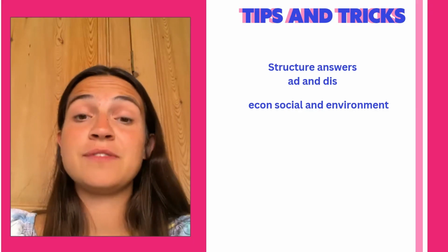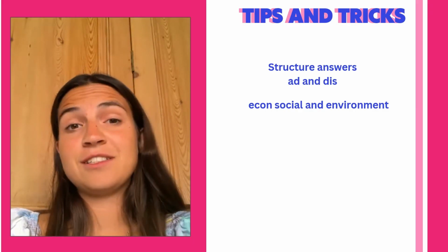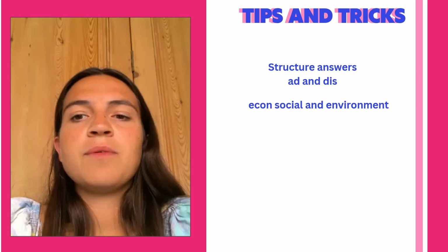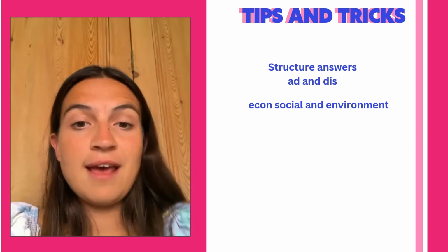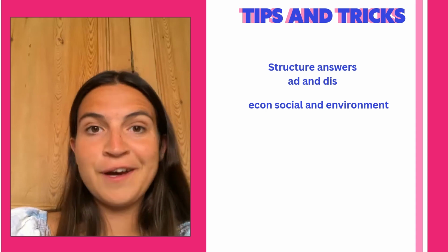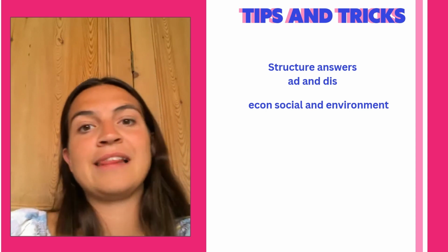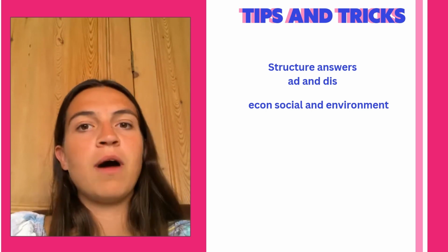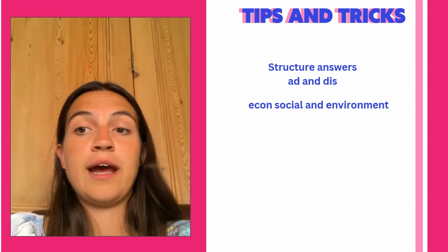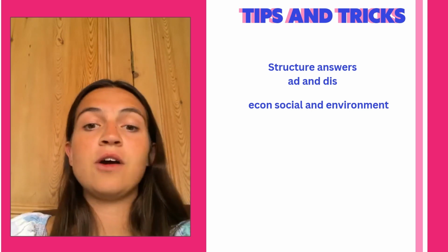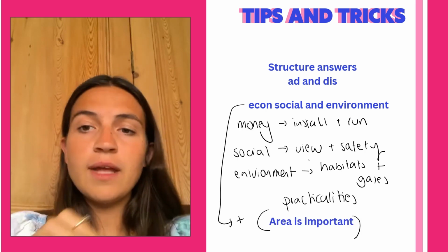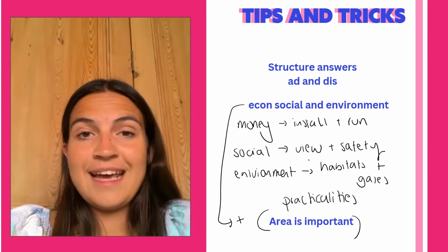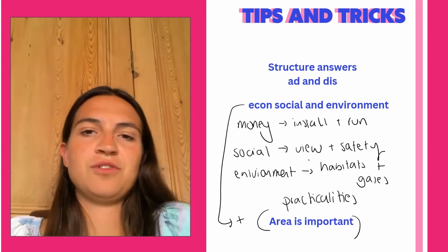Okay, my tips and tricks for this section basically consist of how to structure some of your longer answers. So you can do it two ways. You can do it by taking your way through the advantages first of a particular type of power and then the disadvantages, or by going through the different categories that you might want to think about when deciding on an energy resource. So I put econ, social and environmental, and basically you can use that as a little checklist at the end of one of these questions. Have you mentioned all three of those categories?